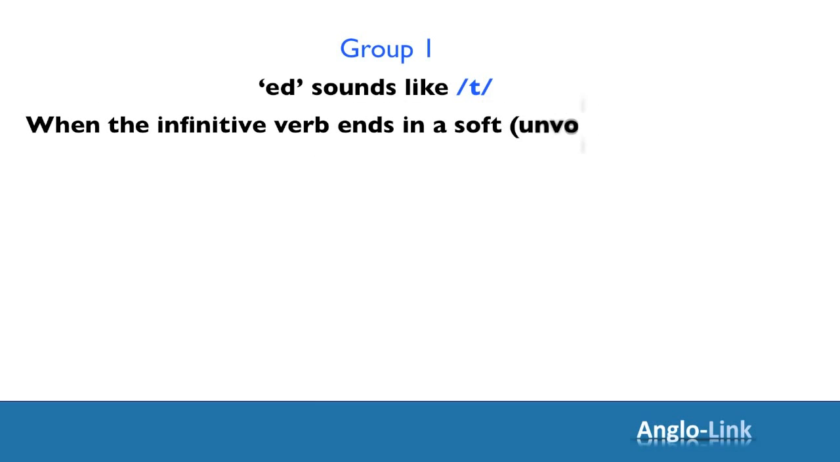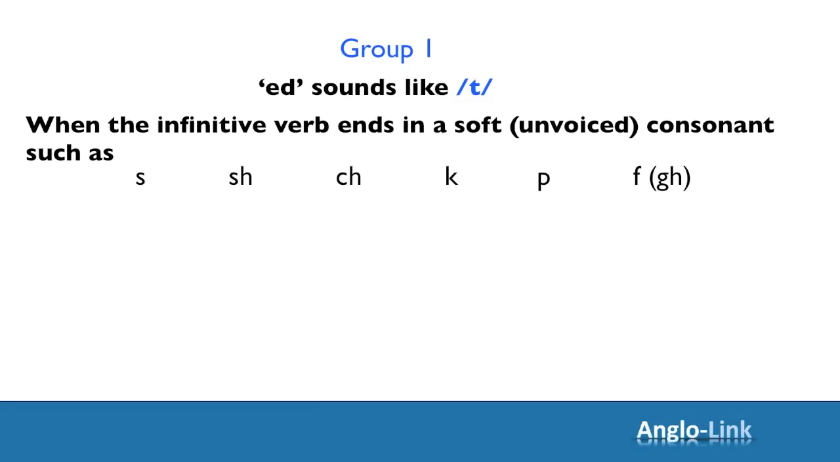Okay, let's look at group 1. When ed sounds like t. This happens when the infinitive verb ends in a soft or unvoiced consonant, such as s, sh, ch, k, p, f. Let's look at some examples.